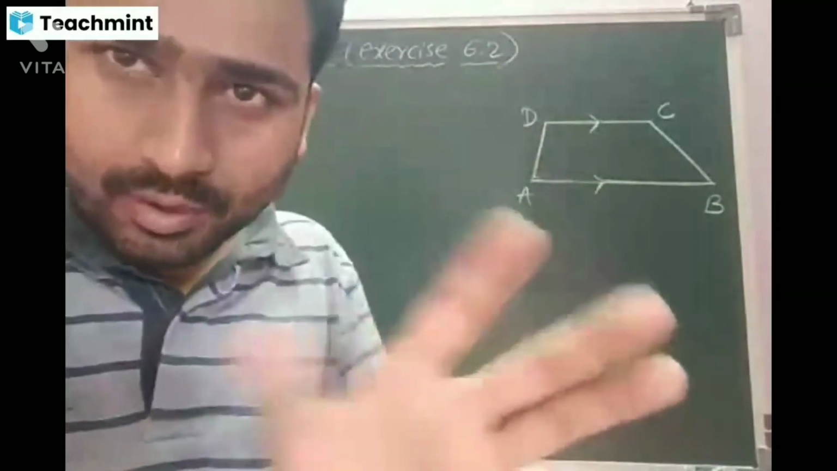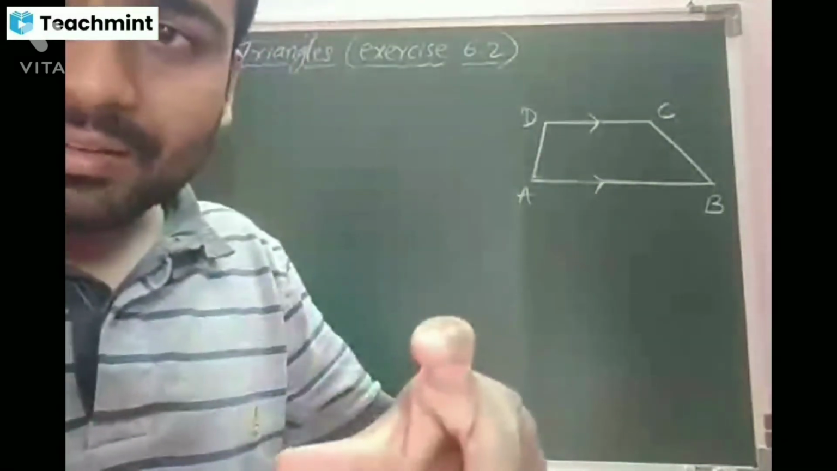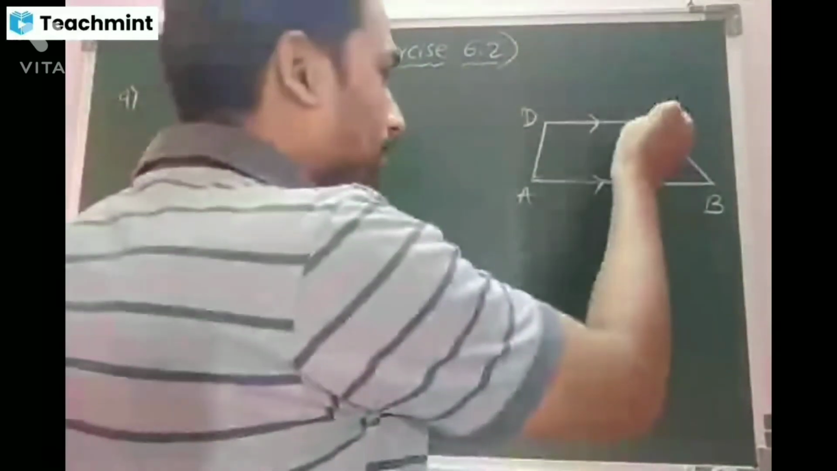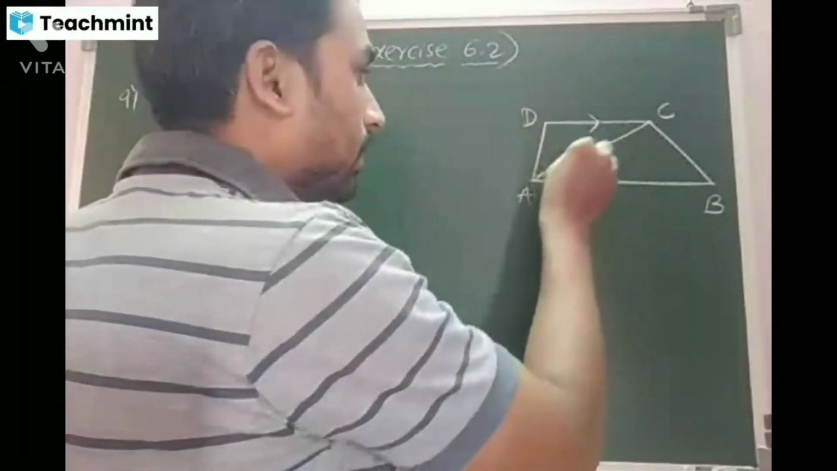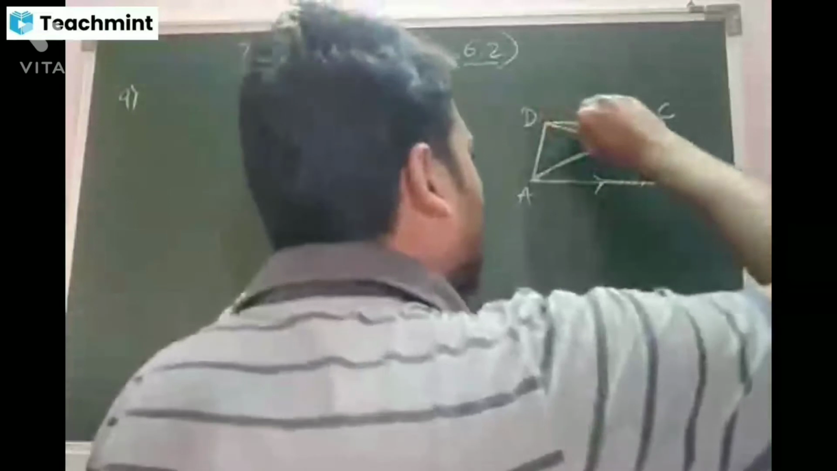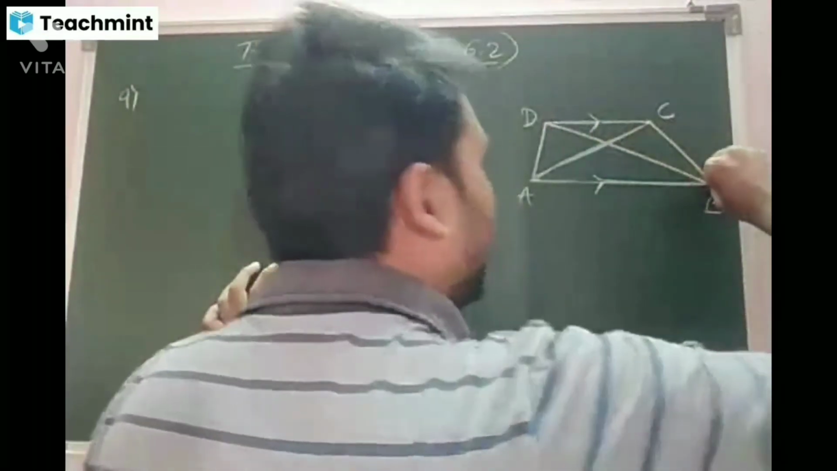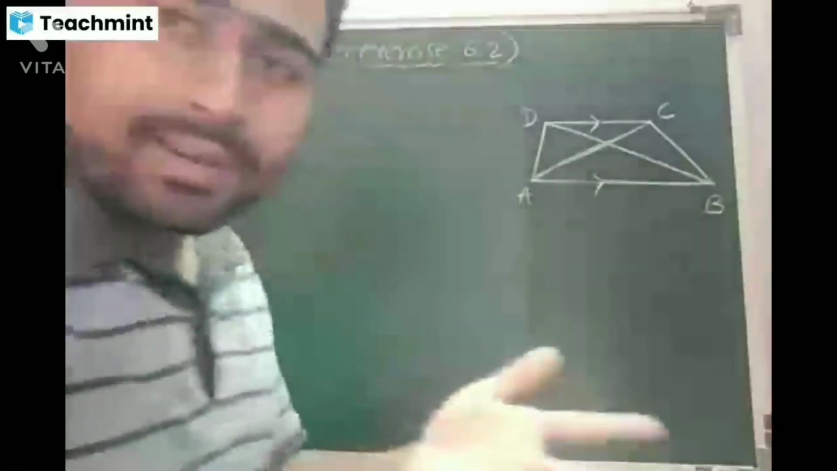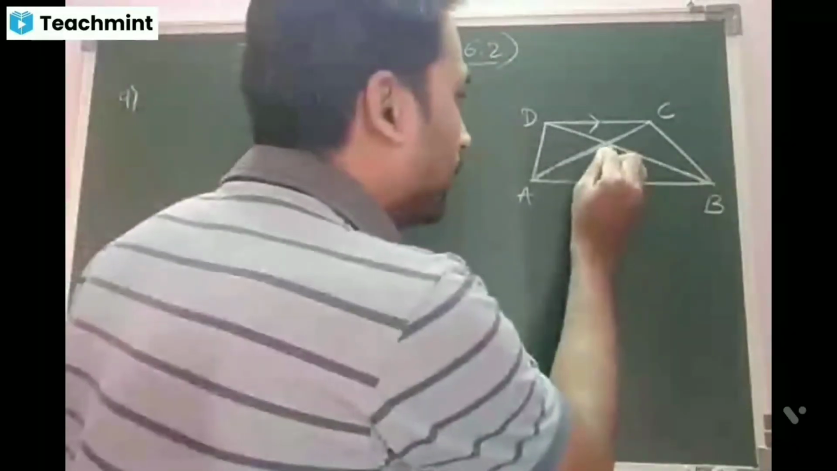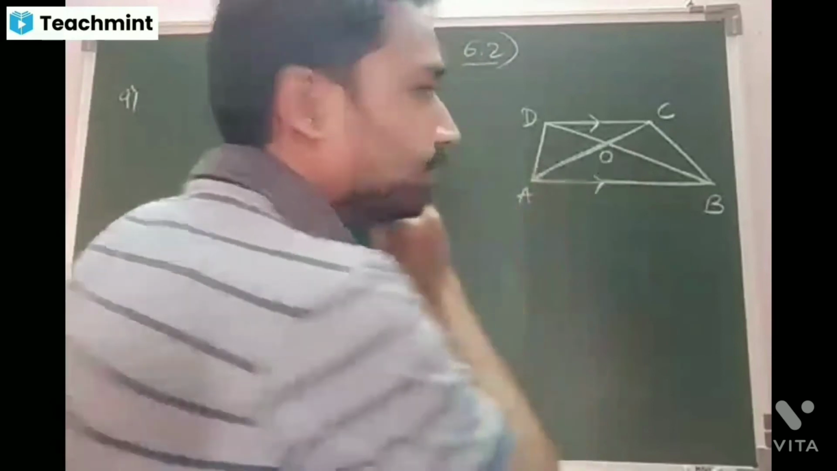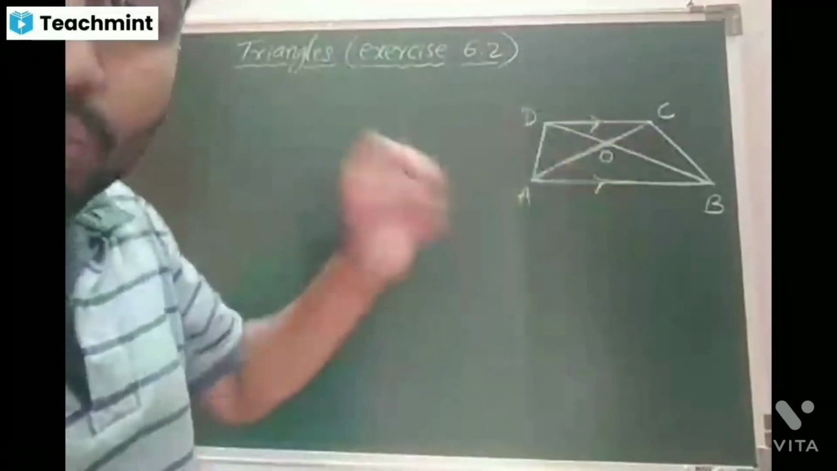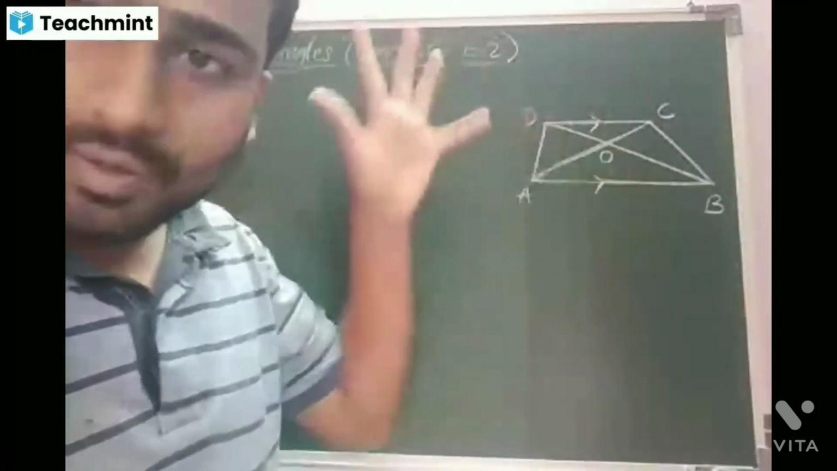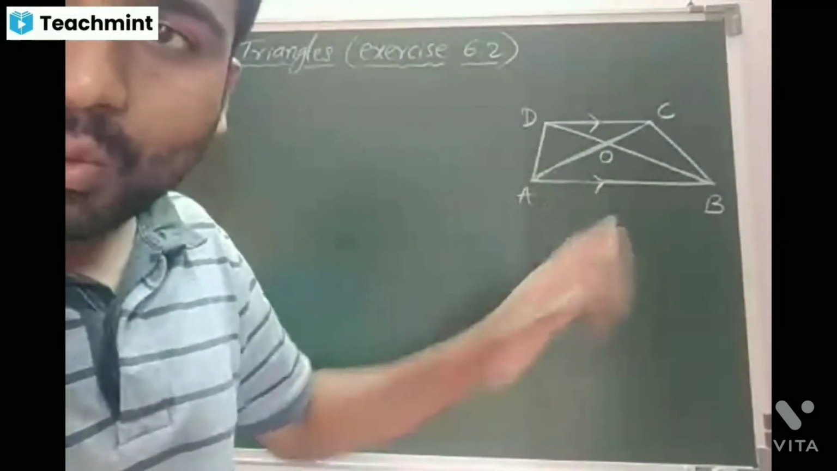The diagonals are going to intersect each other. Let me draw the diagonals. One is AC, the other one is BD. Am I right, beta? Obviously, they are intersecting, so I'll take a point there, the point of intersection as O. This is the given condition. In a trapezium, the diagonals are going to intersect. Using this, what we have to prove, beta?